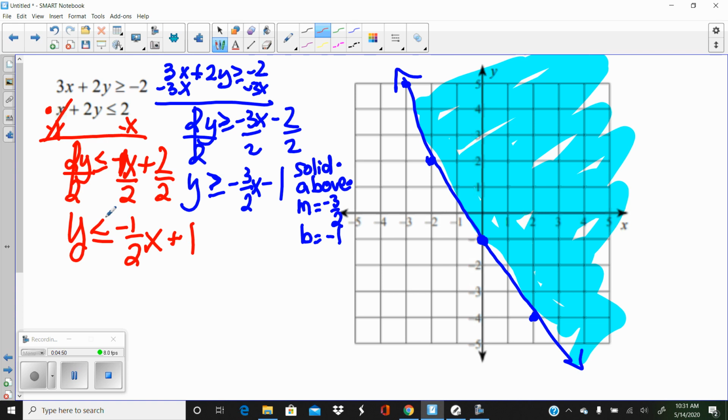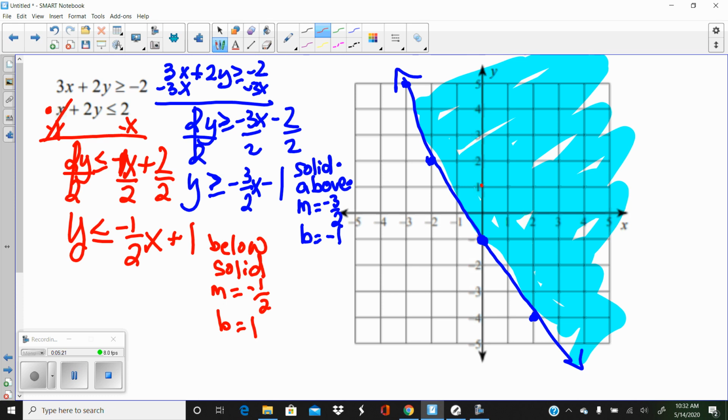And we know, of course, 4 pieces of information. We know we're going to be shading below the line because it's a less than. All right, let's document that. We know it's going to be a solid line because of the equal sign. Okay, we know my slope is right here, -1/2. And we know my y-intercept is +1. Those 4 pieces of information we know. So let's start graphing that over here, all right?